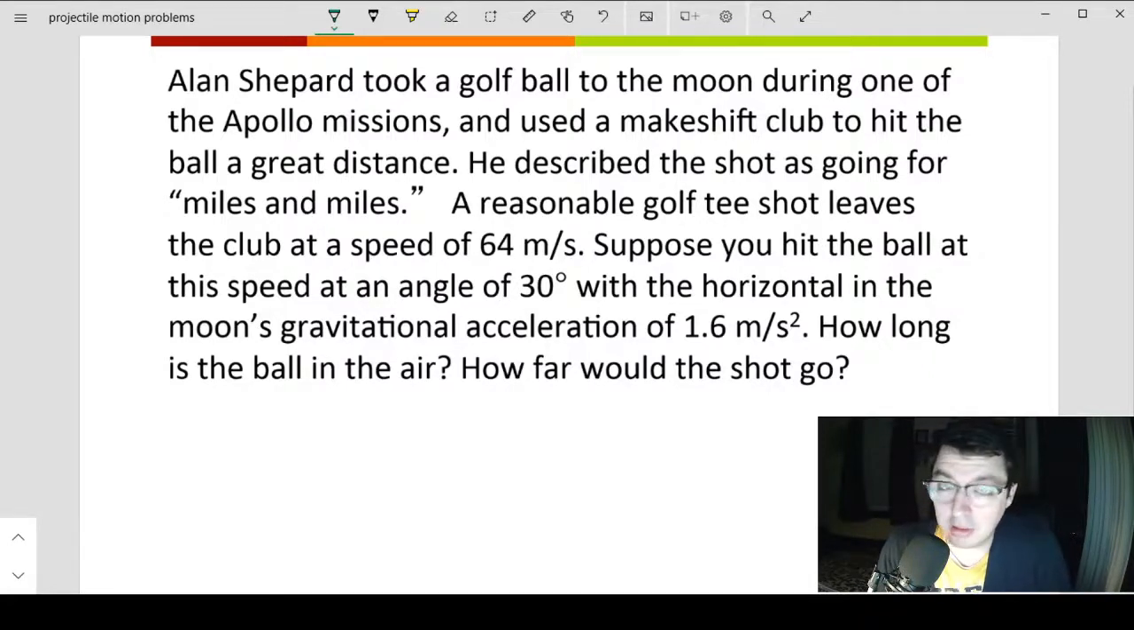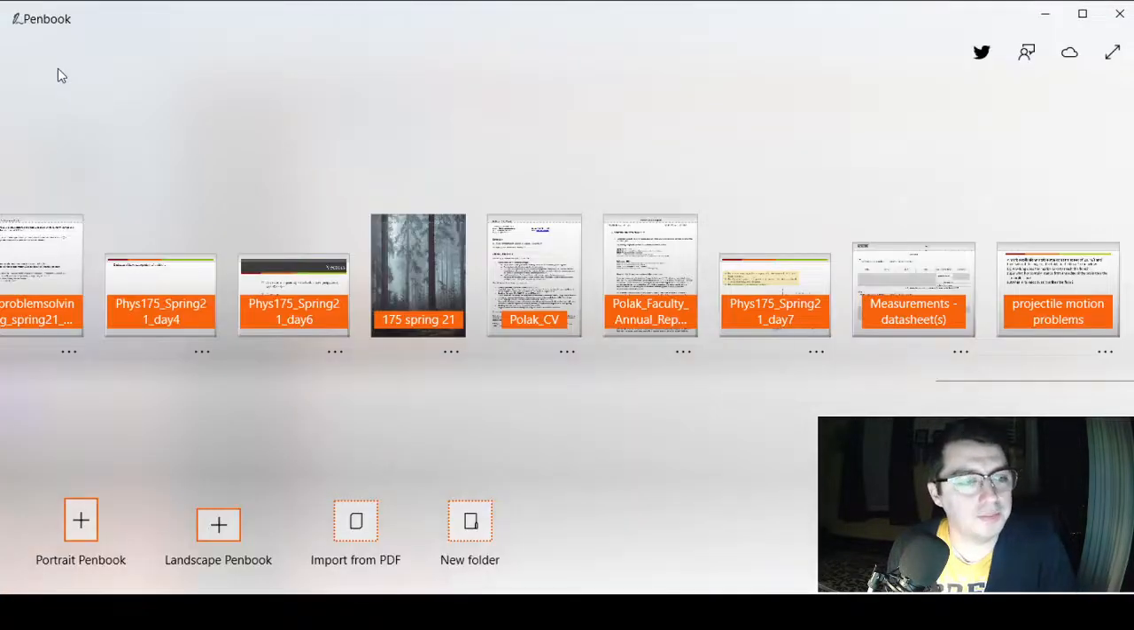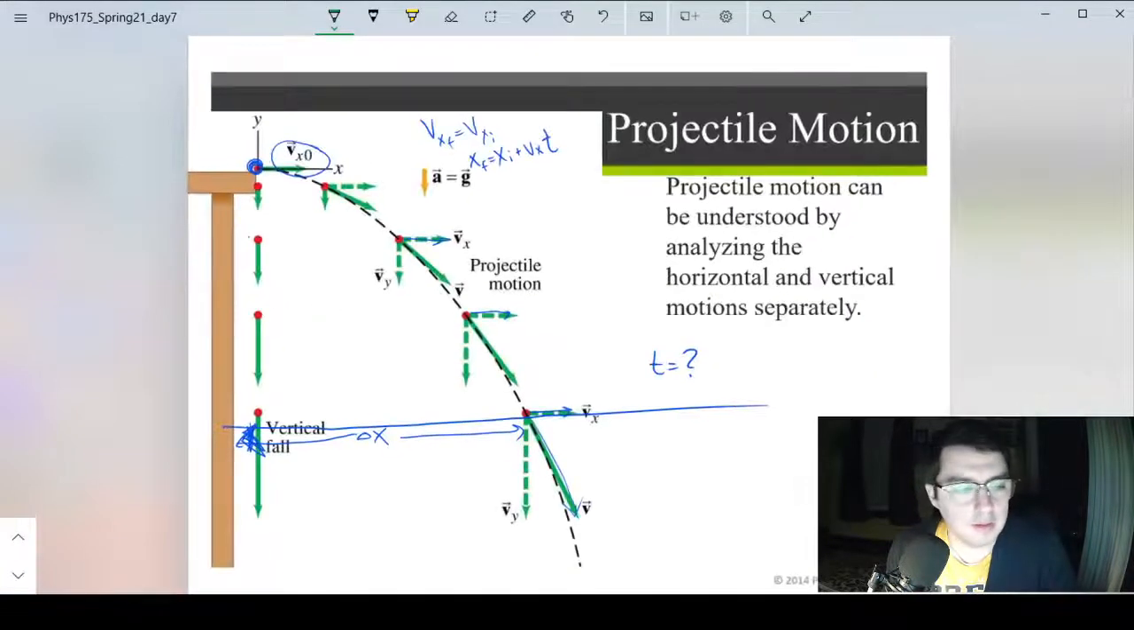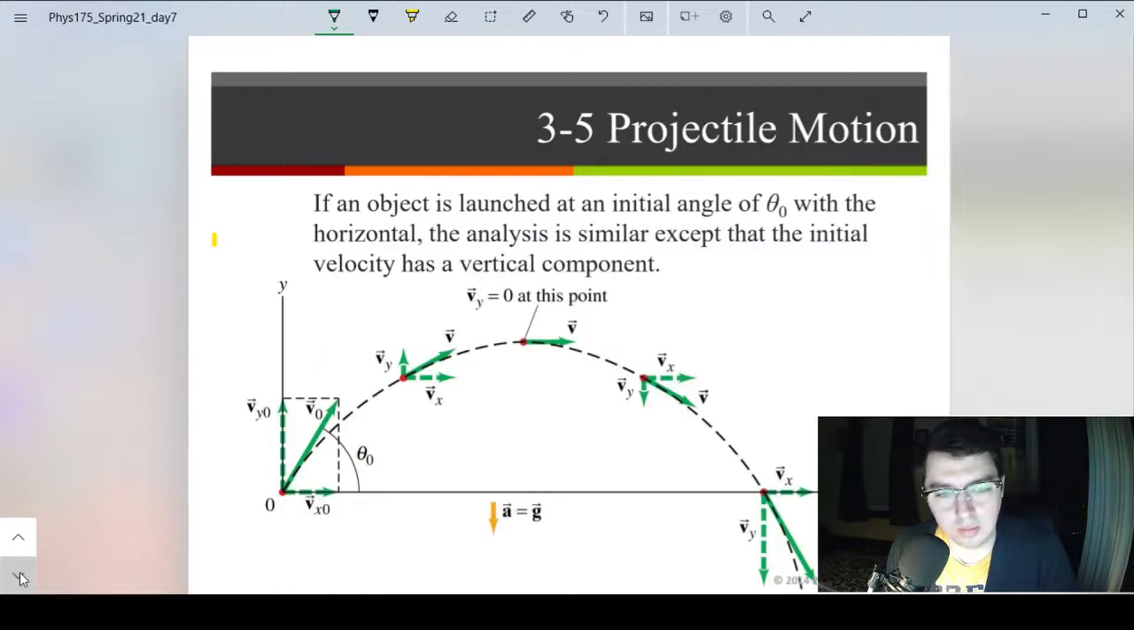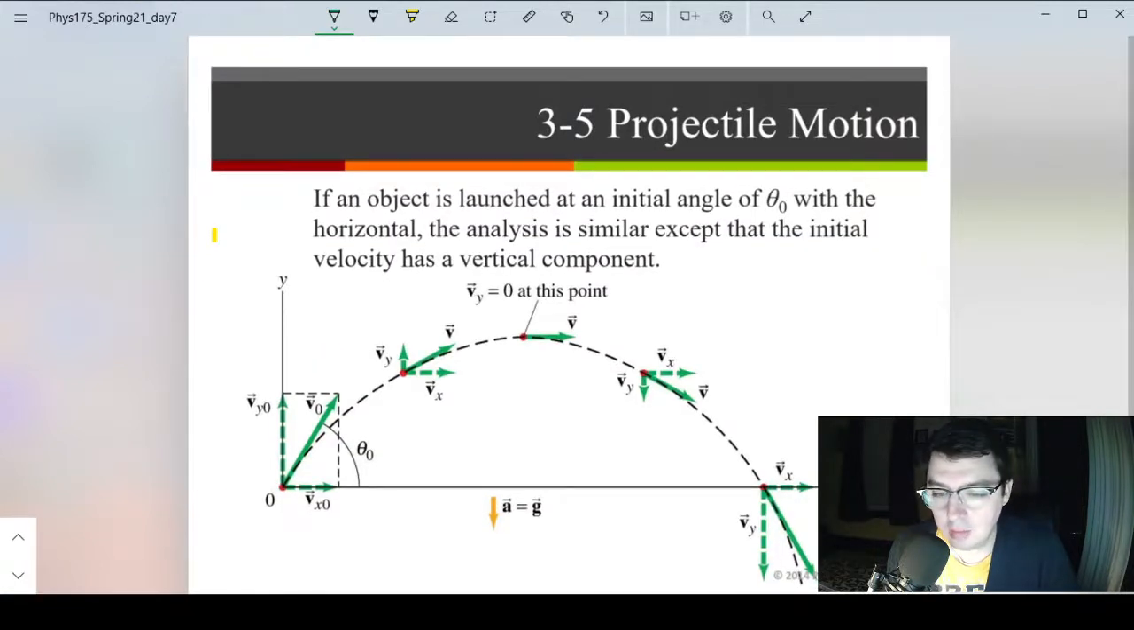But if a regular golfer had a club speed of 64 meters per second, but now with an initial launch angle of 30 degrees, this is where things are going to get interesting. Let's see how far that shot would go. I'm going to show a picture of what this trajectory looks like. These are the problems we were just making. There we go. This is what that golf shot is going to look like.